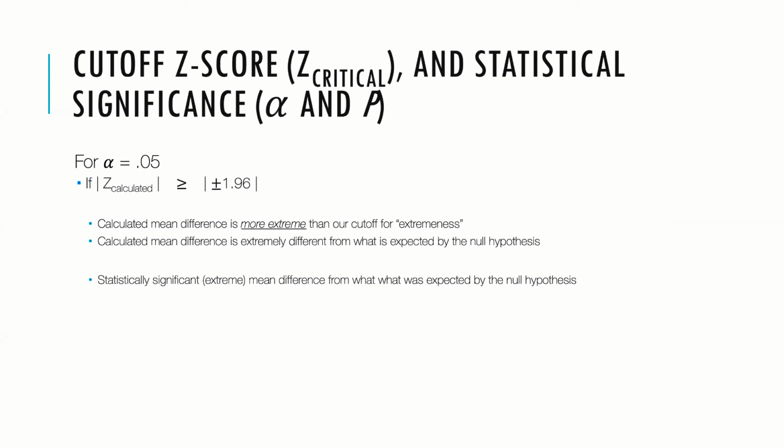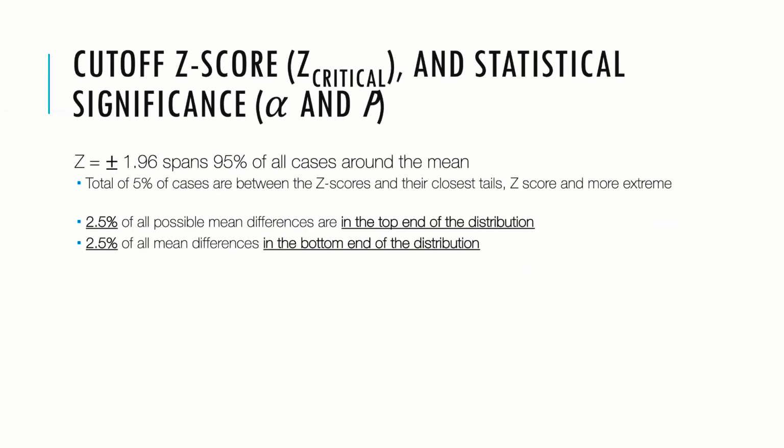So now we compare our calculated to our critical. This z critical of 1.96 spans 95% of cases of the mean, but 5% in the tails. We know that already. This means that 2.5% of cases are at the top end, 2.5% of the cases are at the bottom end, right? 95 in the middle, that means 5 in the tails. If you divide that equally, why? Because it's a normal distribution, equal sides on the mean. 2.5 in the top, 2.5 in the bottom end of the distribution.